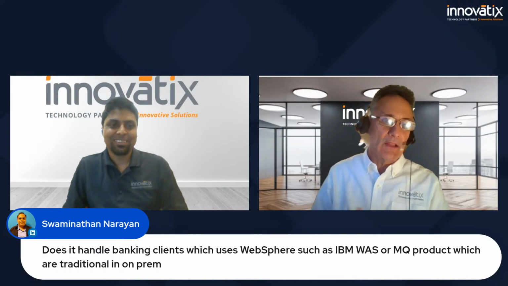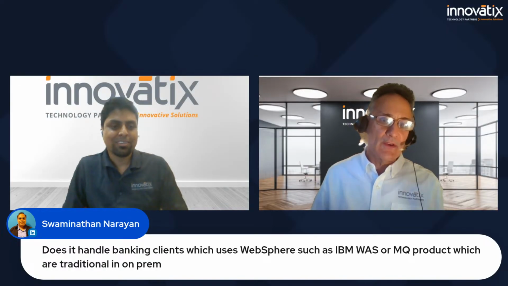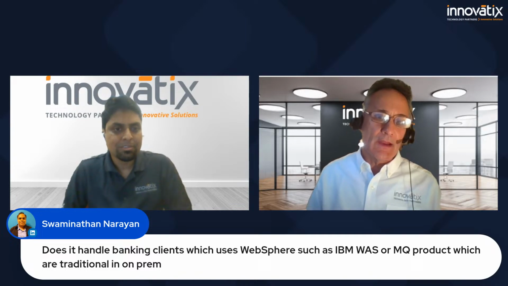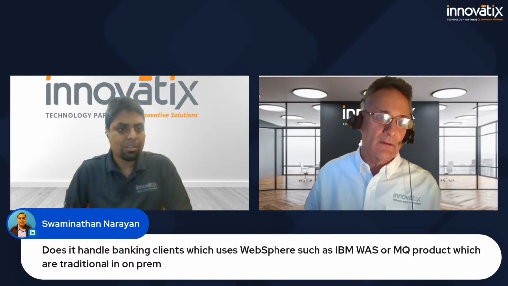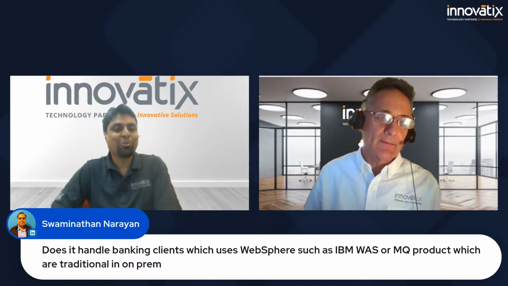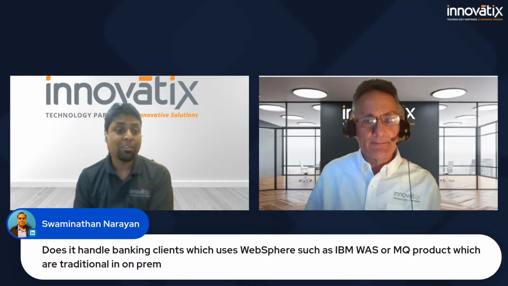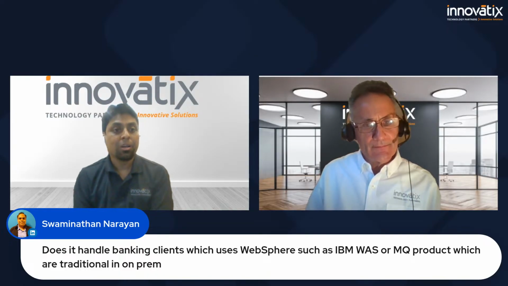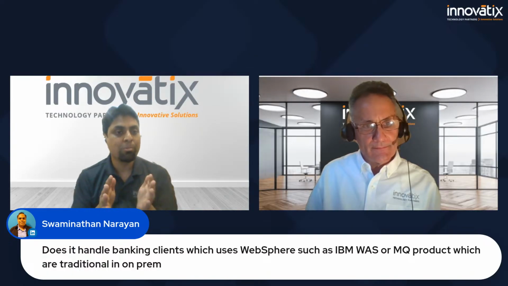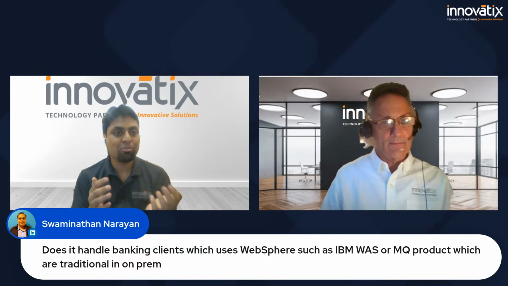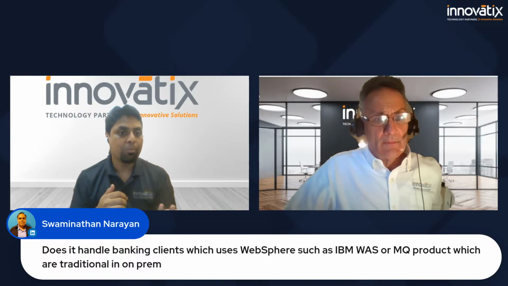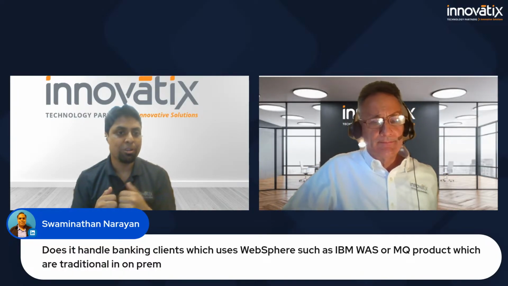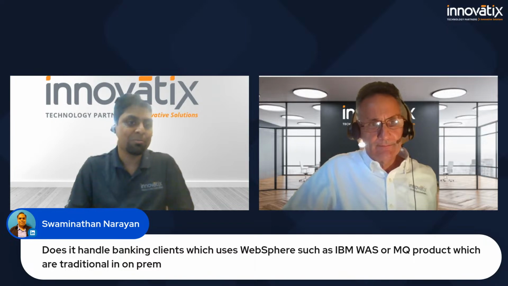Does it handle banking clients which use WebSphere, such as IBM's MQ product, which are traditionally on-prem? Oh, that's a loaded question, Joe. That's an added layer of guardrails. The framework is built to handle the normal migrations, but yes, we can add more steps and more guardrails to handle migrations like the systems mentioned in this question.